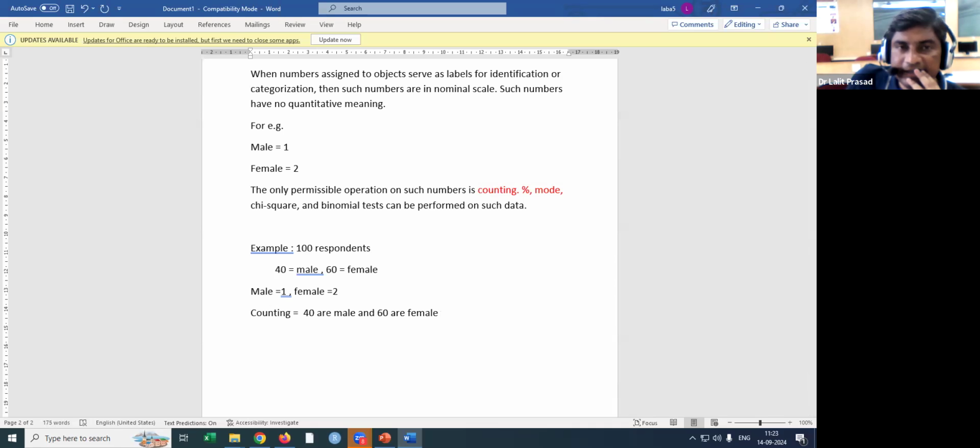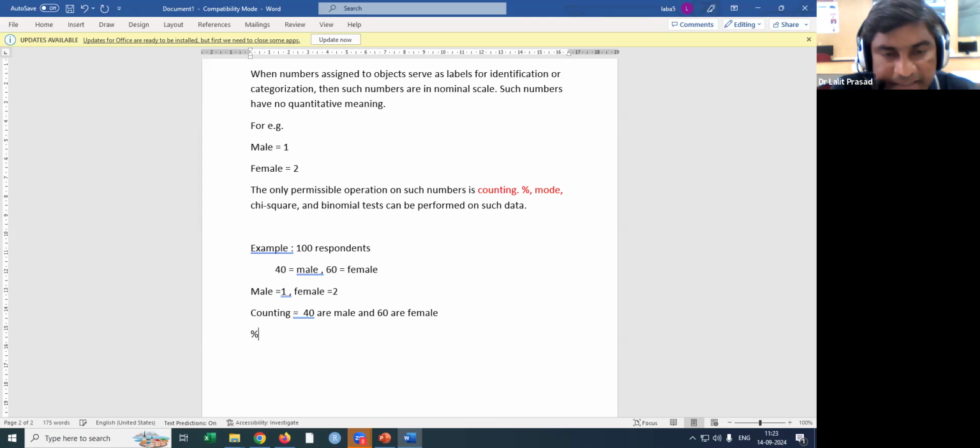Correct? 40 male, 60 female. This is the counting. Yes or no? So counting is permissible. Okay. So if we make a table, male is equal to 40 and female is equal to 60, that will be okay in a tabular form. Not an issue. So nominal scale, you can do the counting.